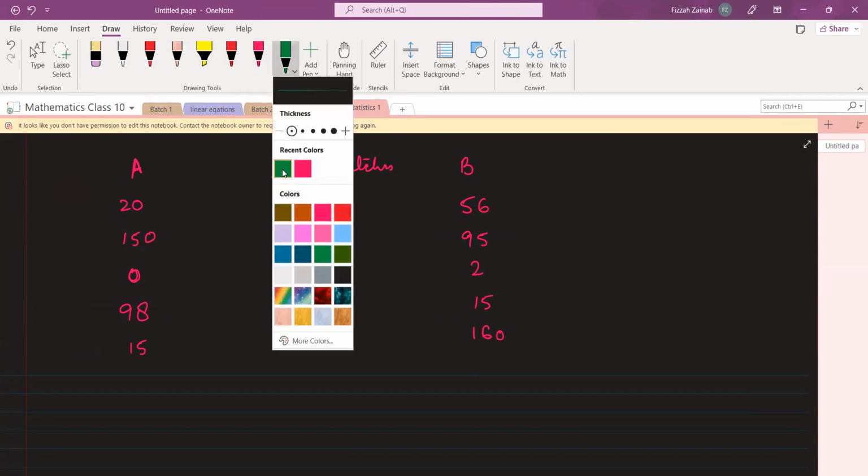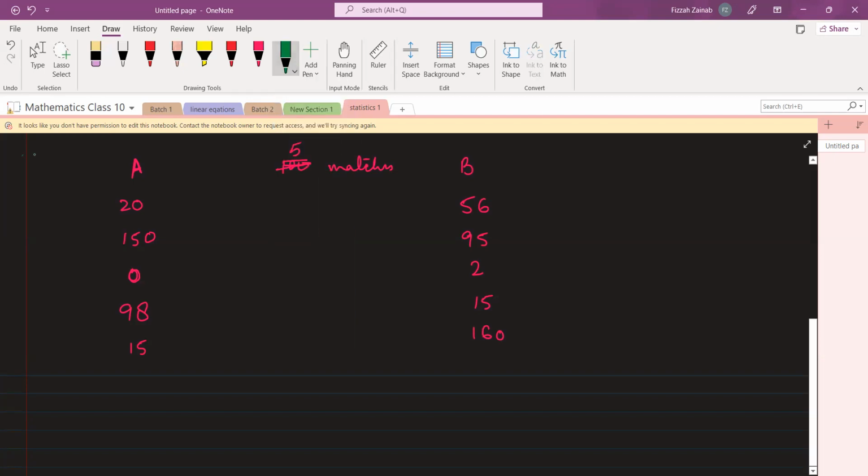And do we write this? No, just try to understand first of all, then I'll tell you when to write. Just tell me which player you think is a better player. A is a good player or B is a good player? B. Why do you think so? So consistent. Consistent, okay. But as you can see, A is scoring good runs, 150 runs, 98 runs, like that.